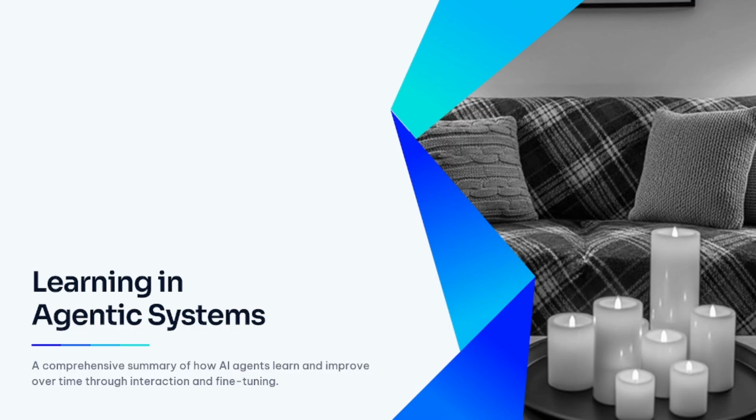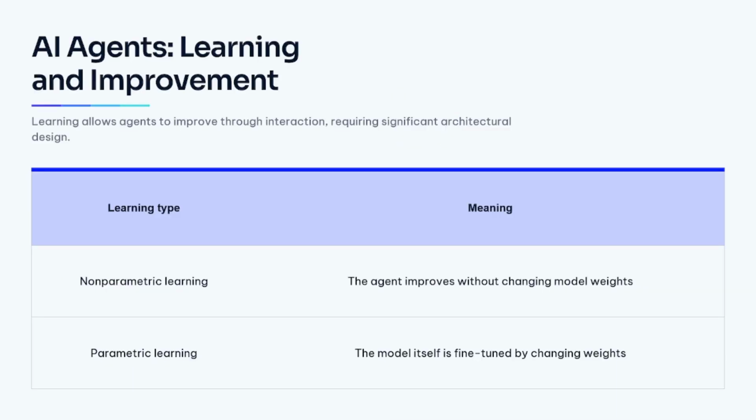So in this lesson, which is chapter 7 of designing multi-agent system application, we'll be looking at learning in agentic system. How do agents learn from their environments? How do they learn business use cases? How do they learn in design? So, a comprehensive summary of how AI agents learn and improve over time through interaction and fine-tuning.